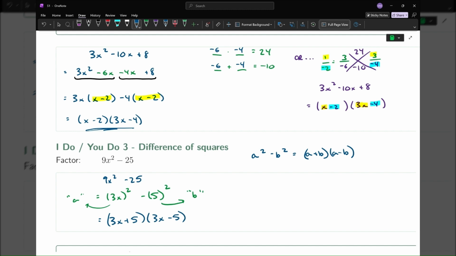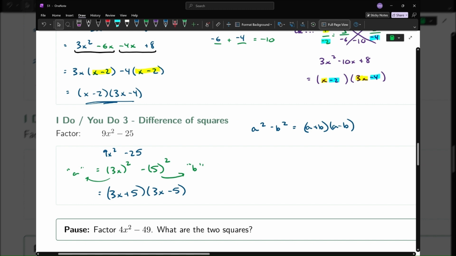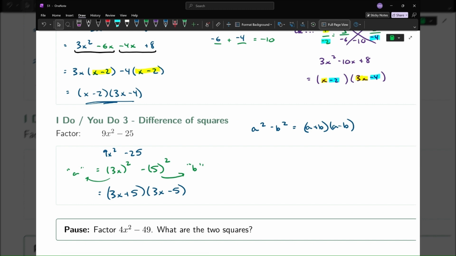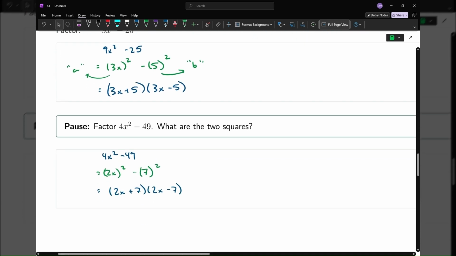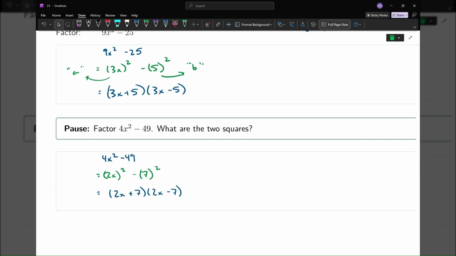That's it. So that's that kind of pattern. Two terms subtracting, both perfect squares, difference of squares, move on. One for you, factor 4x squared minus 49. Pause video, try it. We're back, there you go, right? So these are just hopefully rote, and if you need practice, practice. That's it, it's just a skill.